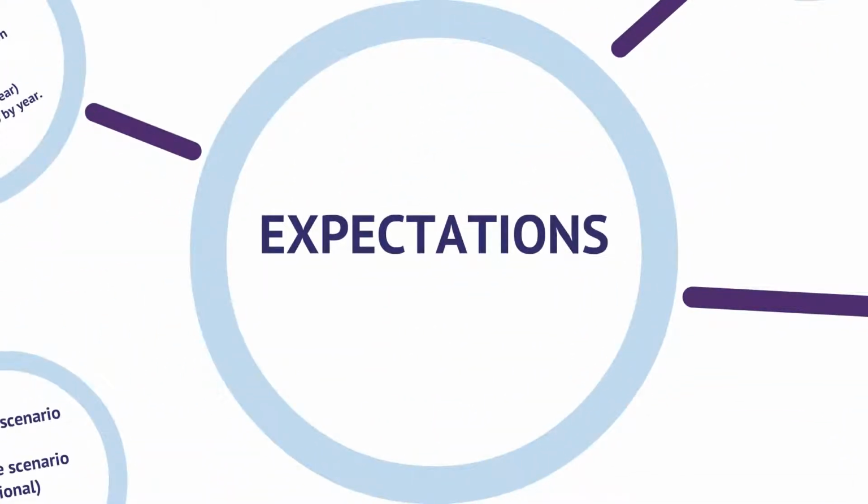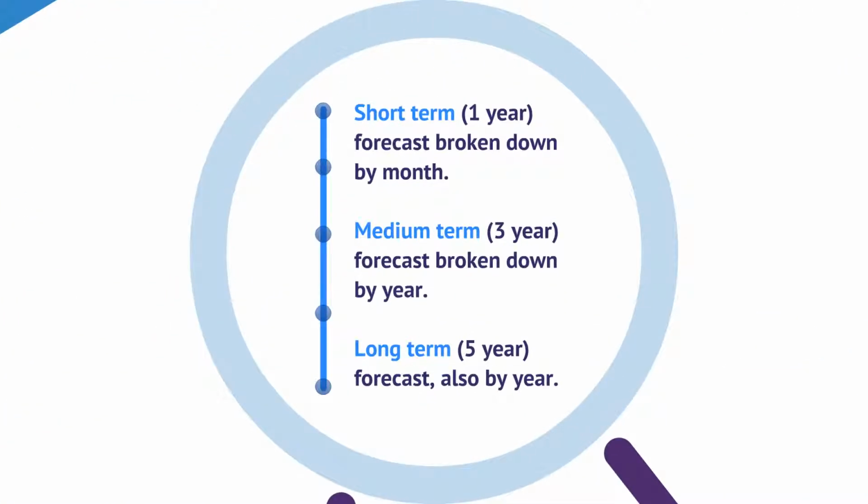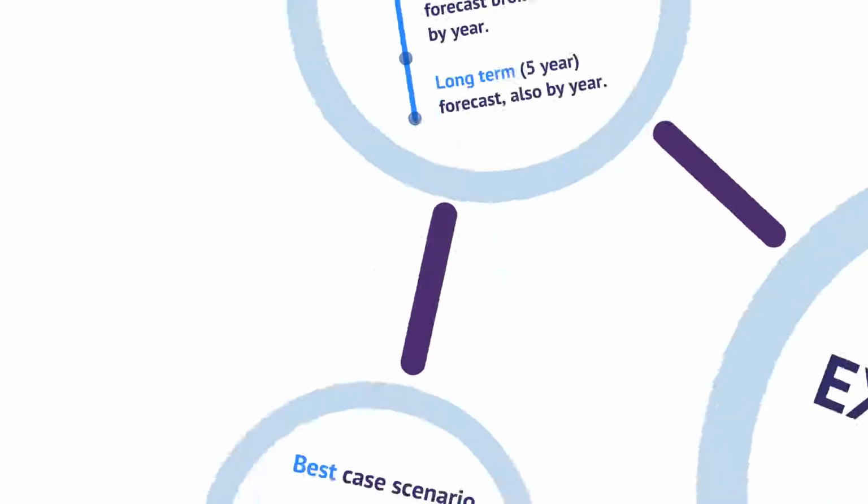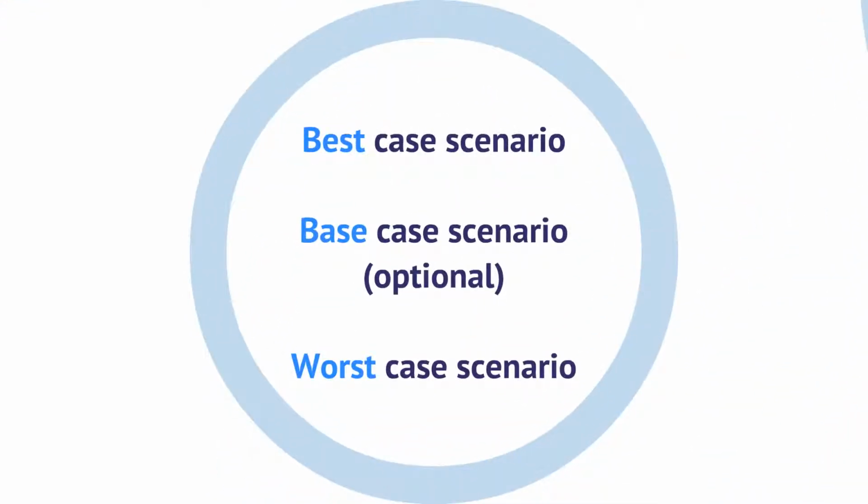Expectations. You'll need to provide the short-term, medium-term, and long-term forecasts for your company. The short-term is a 1-year forecast broken down by month. The medium-term is a 3-year forecast broken down by year, and the long-term is a 5-year forecast also broken down by year. You'll need the best case scenario, base case scenario, and also the worst case scenario.